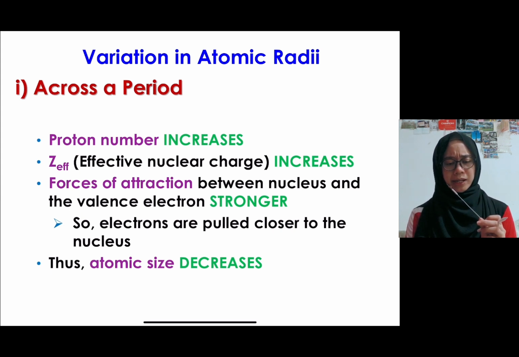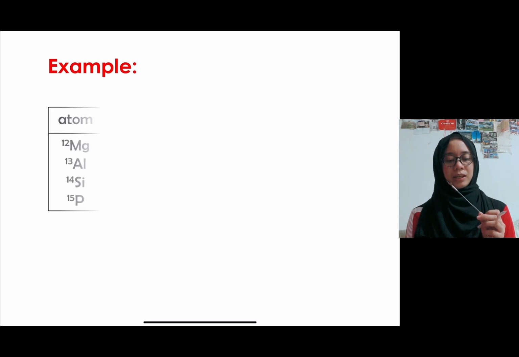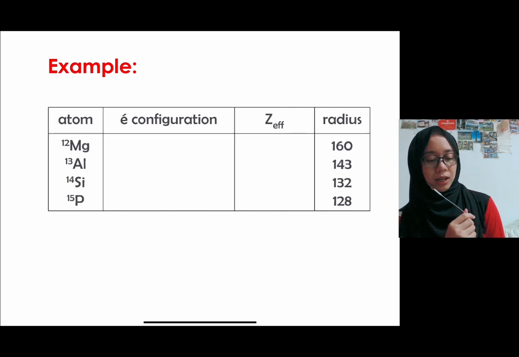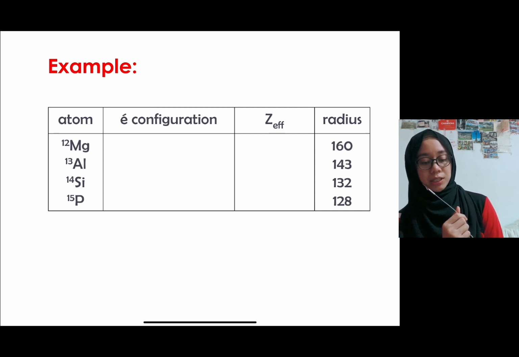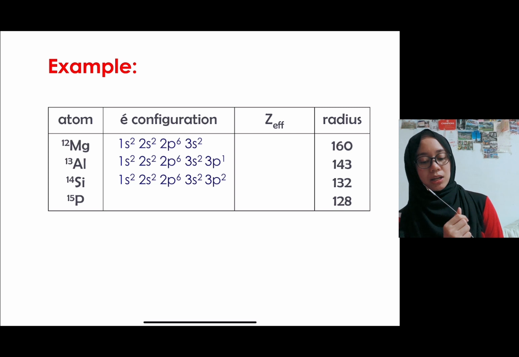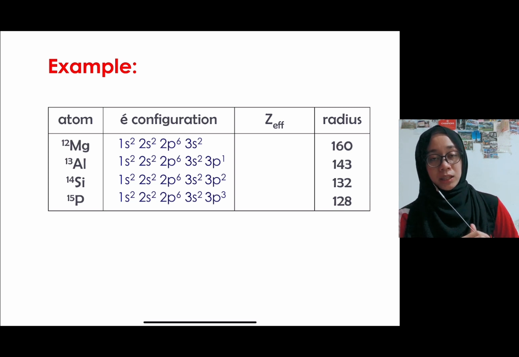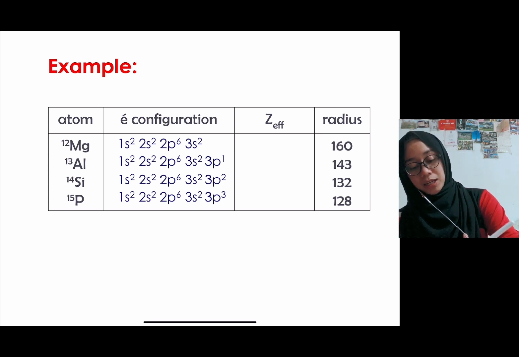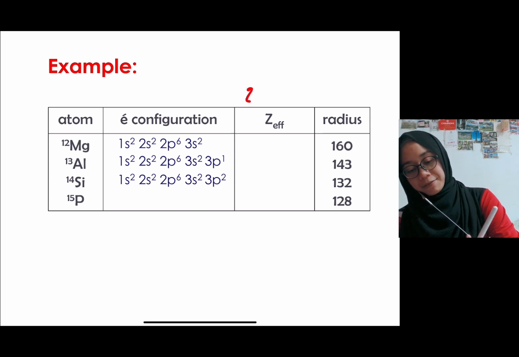Okay, apa sebenarnya kaitan dengan ZEF sekarang ni? Okay, so for example, let's say kita ada magnesium, aluminium, silicon and phosphorus. And kalau kita tulis dia punya electron configuration, so semua atom dekat sini adalah dalam period 3 lah. So they are in the same period 3. So ZEF tadi, macam mana kita nak kira ZEF? ZEF adalah Z minus S kan?